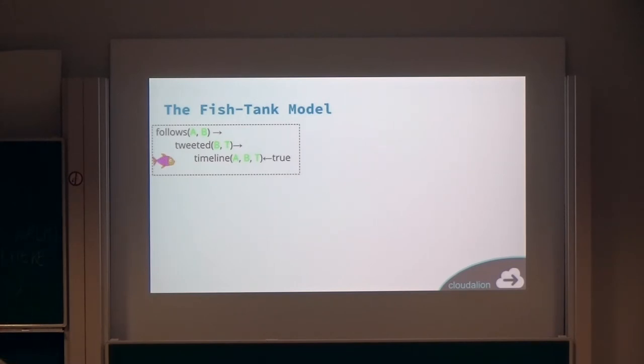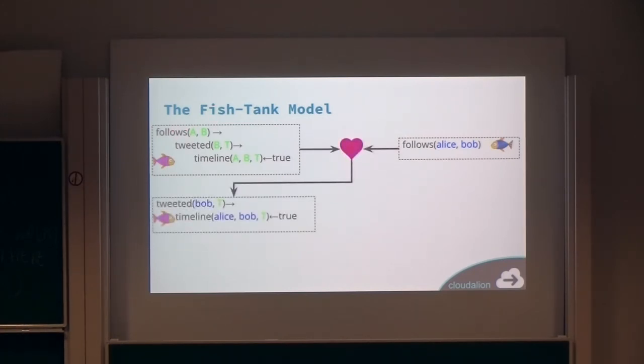So you see this rule being a female fish in the fish tank, and there is the fact that Alice follows Bob as a male fish in the fish tank. Now, because the fact matches the left-hand side of the rule, they match and create an offspring matching the right-hand side of the rule, which happens to be a rule by itself, so it's a female fish.